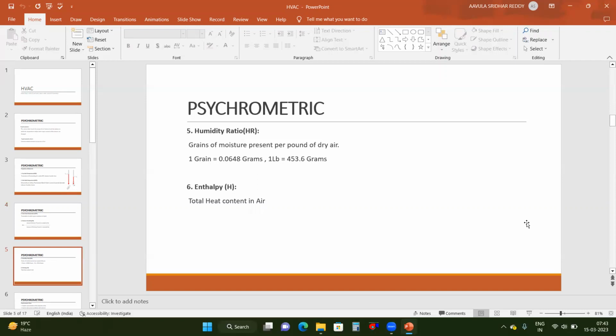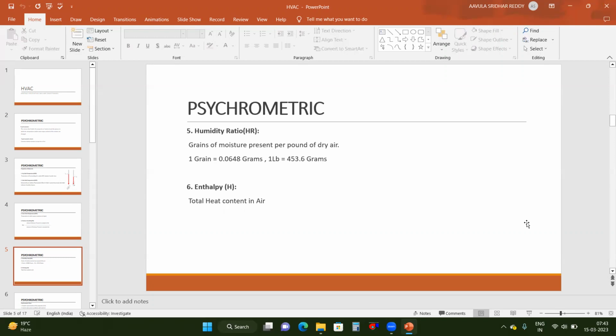Next one is humidity ratio: grains of moisture present per pound of dry air. Okay. So if you take 1 pound of dry air, how many grains of moisture are present in that pound of dry air? That we call a humidity ratio. Generally we measure that in grains. 1 grain is equal to 0.0648 grams, and 1 lb is equal to 453.6 grams.